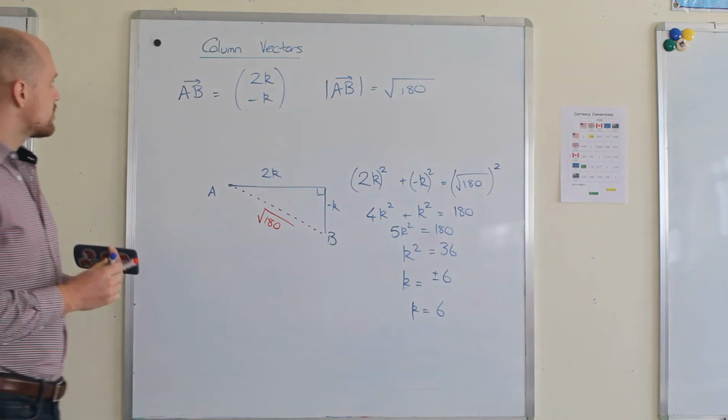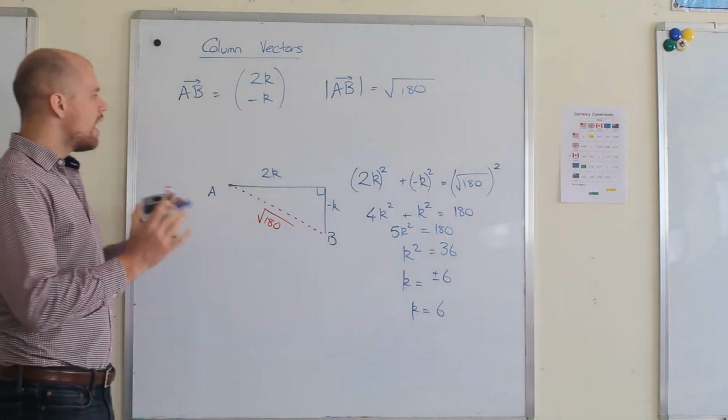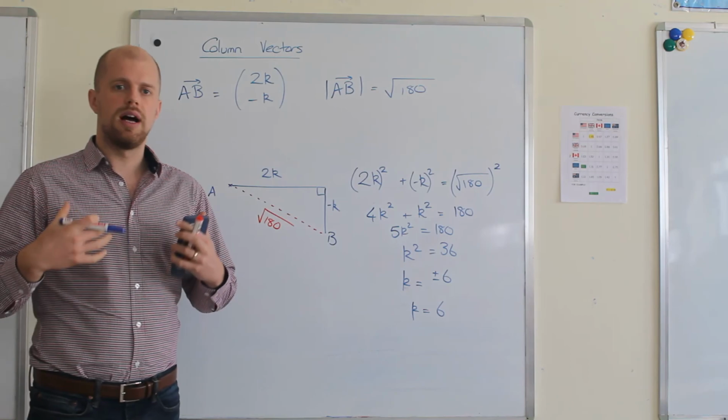And that's a very brief introduction to column vectors. We've added and subtracted, and we've used Pythagoras' theorem to find the modulus.